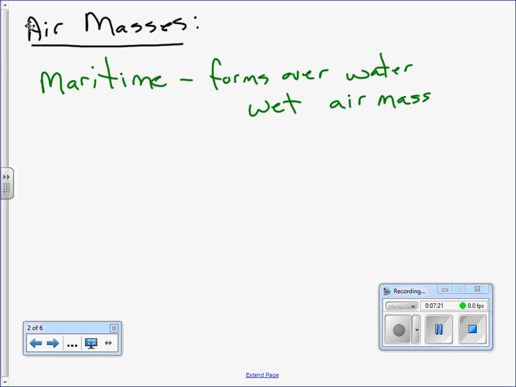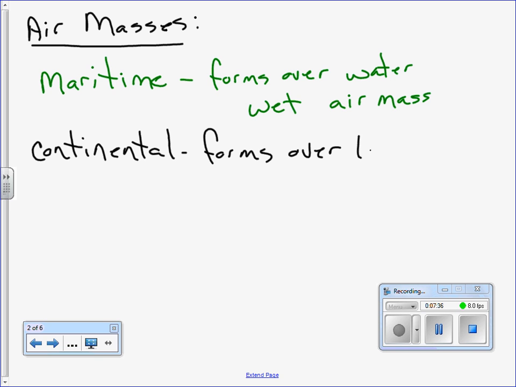And then we could have a continental air mass, which forms over land, and so what do we know about its moisture content? Generally a dry air mass, right? Totally logical. So this is not very hard to remember. You just need to know that you're going to use these 4 words.